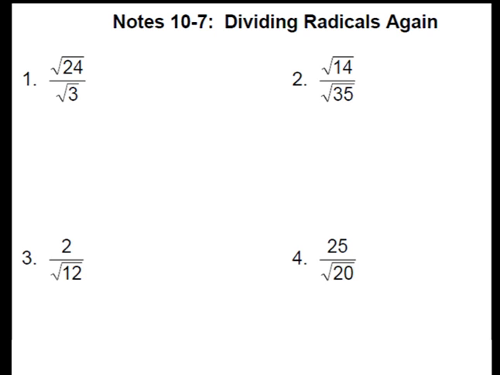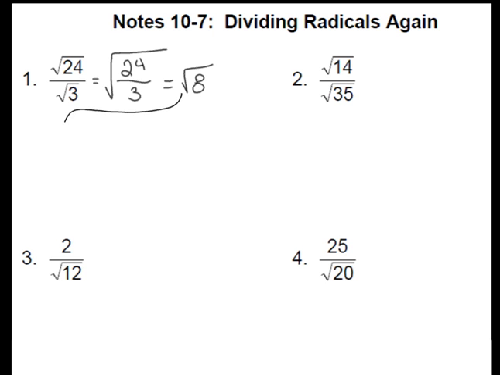Today we're going to be looking at dividing radicals. We're going to be doing some more practice with these. Remember here with number 1, 3 does go into 24 nice and even, so I'm going to rewrite this as a single radical where I have 24 on top and I have 3 on the bottom. So I can divide, and since 3 does go into 24, I have the square root of 8.